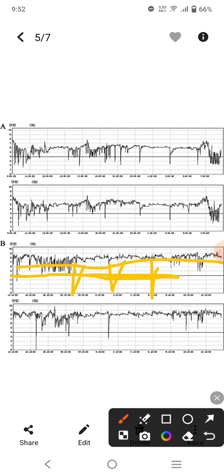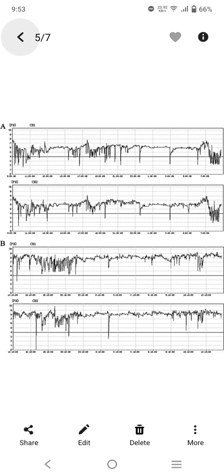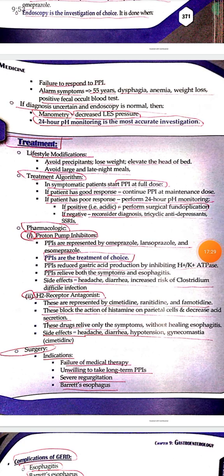Two or three times, and it is a normal meal that a patient takes every day. So 2 to 3 peaks just below this baseline will not indicate that it is GERD. But if it is somewhat like this, 1, 2, 3, 4, 5, 6, 7, and many more, it will indicate that this patient is suffering from GERD. And after that, let's move towards the treatment.